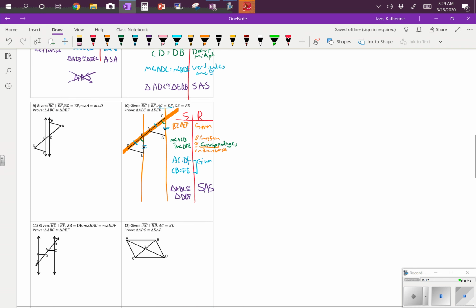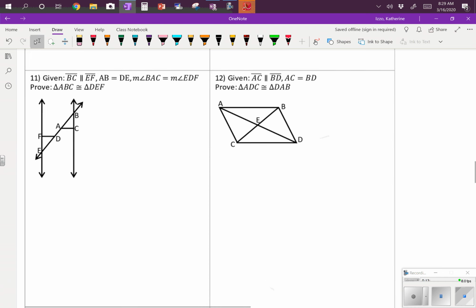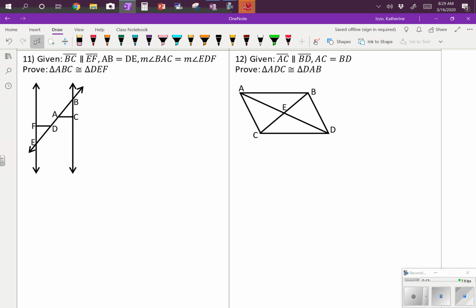All right. Now we've got 9, 10, 11, and 12. I did number 10 in class. We talked about corresponding angles, which was great and exciting. Number 9, if you notice, both of the triangles are outside of the parallel line. So we'll be looking at alternate exterior angles there. And then for 11 and 12, you should be looking at alternate interior angles.